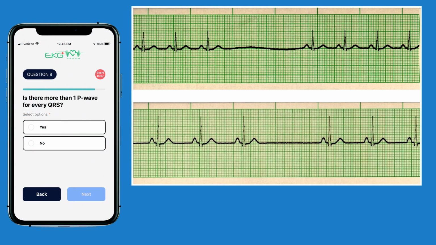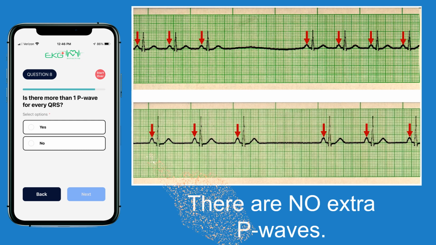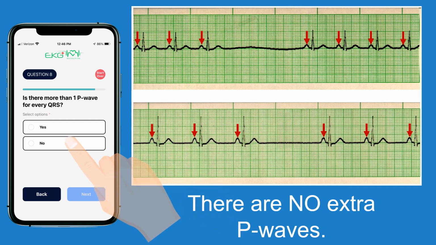Question 8 is asking us if there are extra P waves, or if there's more than one P wave for every Q or S. And looking at our P waves, they are definitely there, but it doesn't appear like we have extra P waves. So we will go to our app and we will select no, and then we will hit next to go to the next screen.